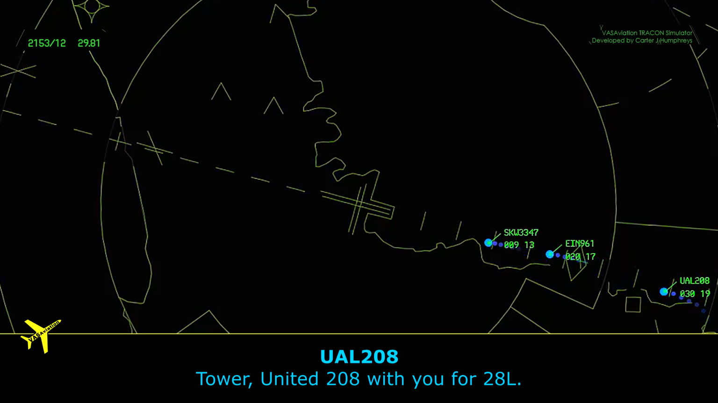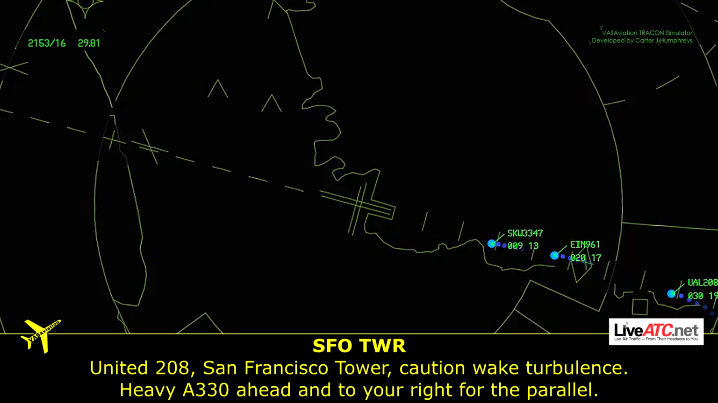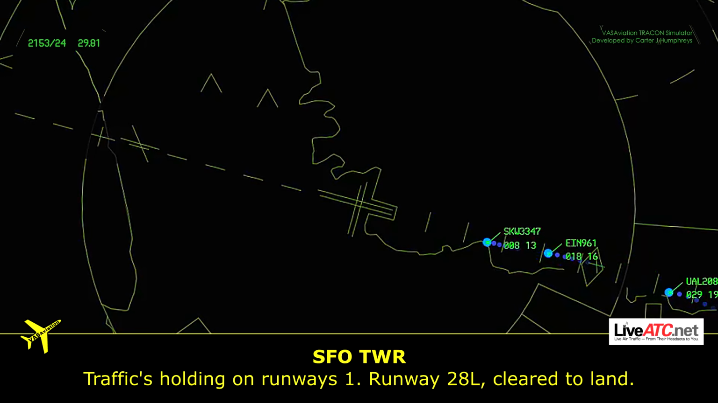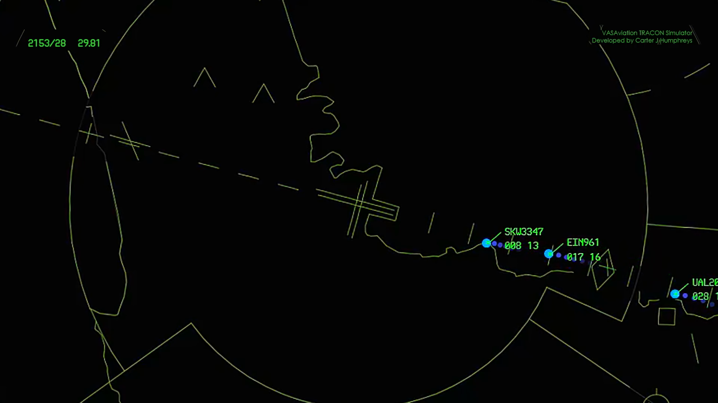Harry 9208 with you for 28 left. 208, San Francisco Tower, caution wake turbulence, Heavy A330 ahead to the right for the parallel. Traffic holding on runway 1, runway 28 left, clear to land. Land 28 left, 9208.